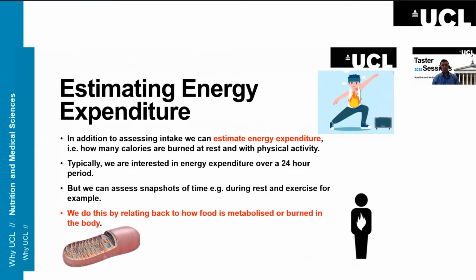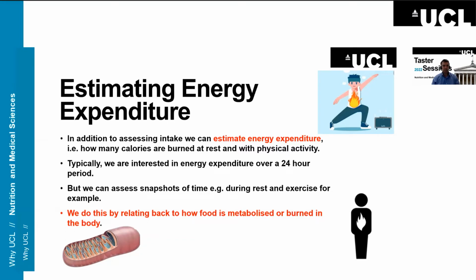We can look at the other end as well. We can look at energy expenditure. So you've looked at intake, but what if we want to know how many calories you're burning on a daily basis? We can estimate this, okay? We can look at how many calories are burned at rest and also with physical activity. And typically we're interested in calories expended over a 24-hour period. But we can look at specific snapshots in time. So it could be during rest, it could be you're just doing some light walking, or during intense exercise.